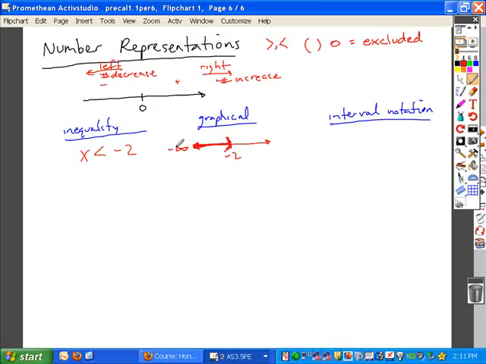You don't need to write this down. I'm just writing it because I'm going to refer to it in the next notation form. So this right here is all you would need to represent the graphical notation of this inequality.